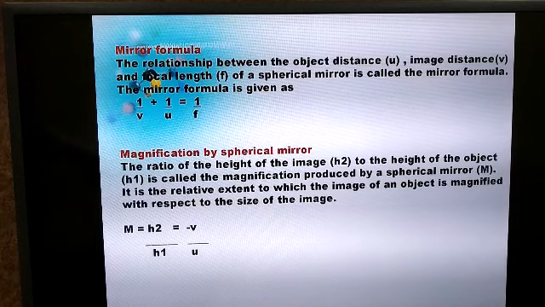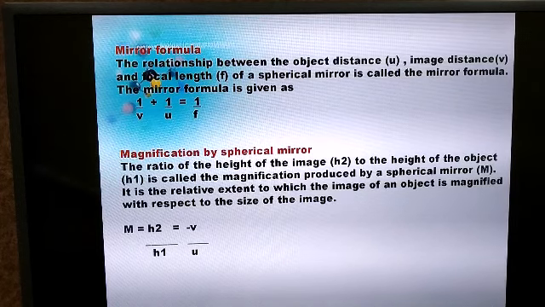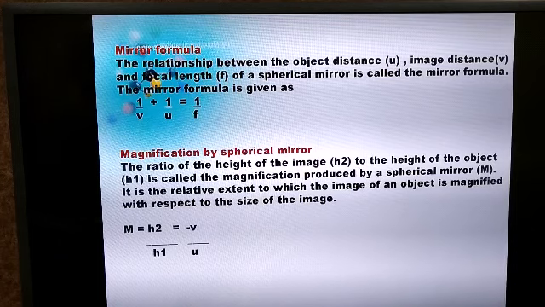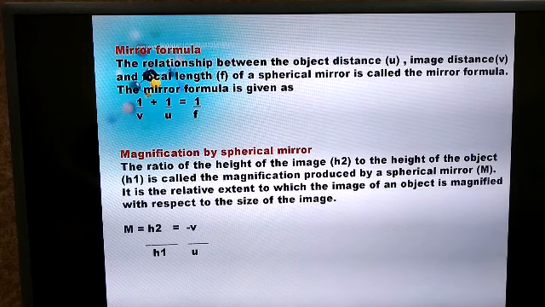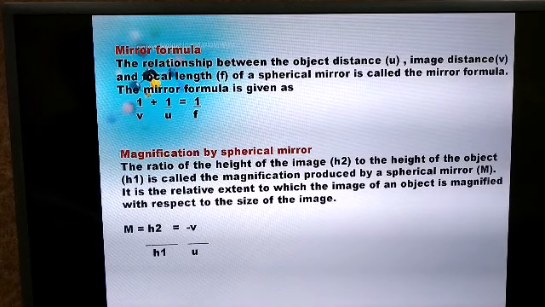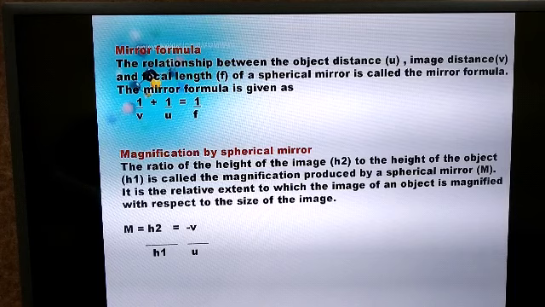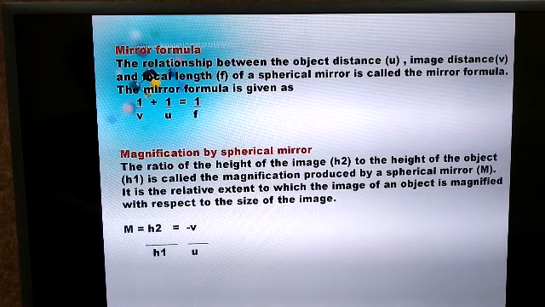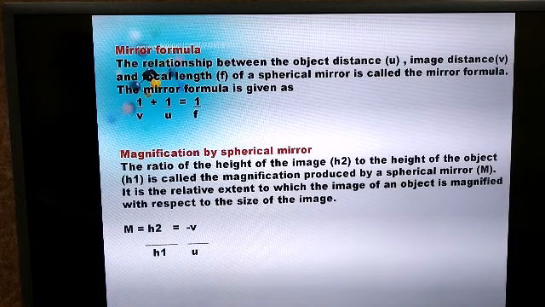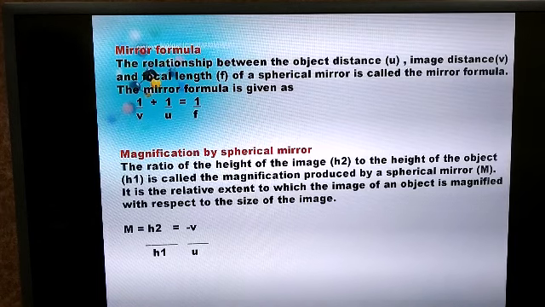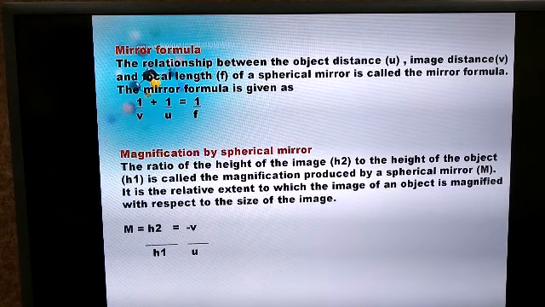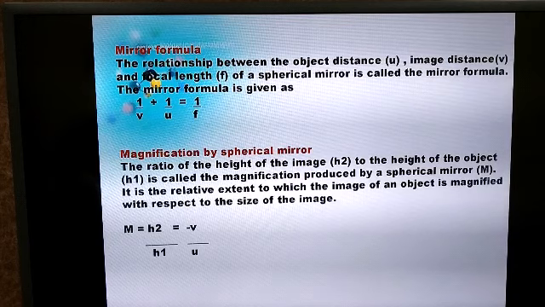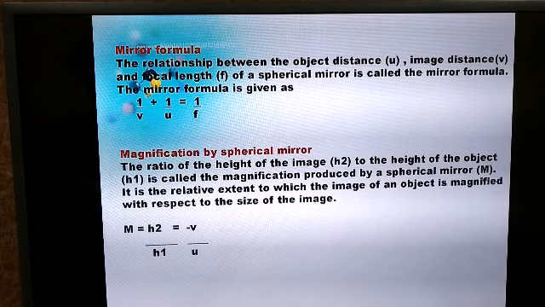Magnification produced by spherical mirrors. Children, we have learned the ray diagrams, and in ray diagrams we have seen that concave mirrors can give all the three sizes of the images. The image in case of concave mirror can be enlarged, it can be diminished, or it can be of the same size as that of the object. So when images are formed by concave mirror, there are three possibilities for the size of the image, isn't it? Relative to the size of the object.